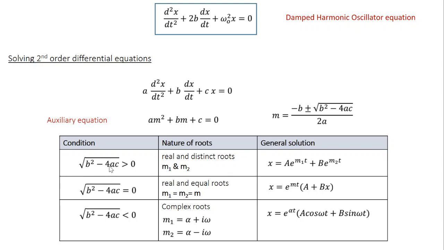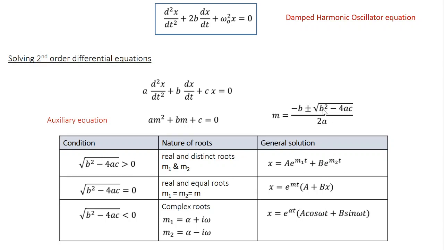First case, b square minus 4ac greater than 0. If you look at the square root, this is a real term. So you have two roots. One is minus b plus the square root term divided by 2a, call that m1, then minus b minus the square root divided by 2a, that is m2. So you have two real and distinct roots, and the general solution is going to be x equal to A into e to the power m1 t plus B into e to the power m2 t.